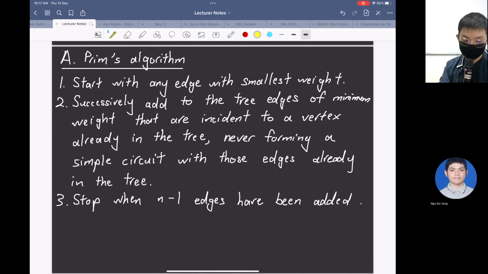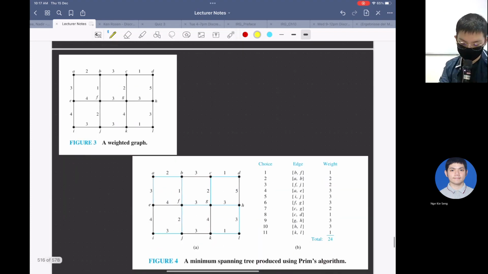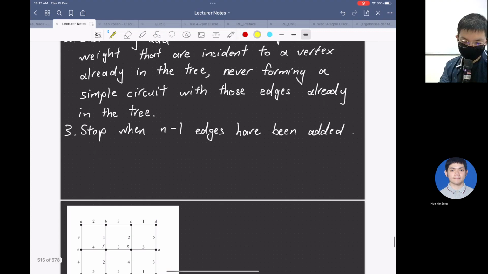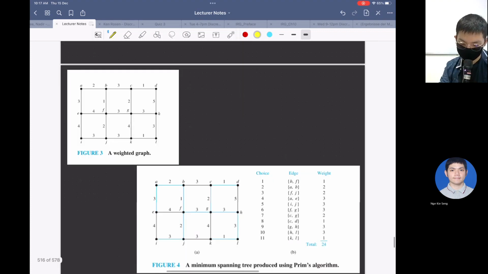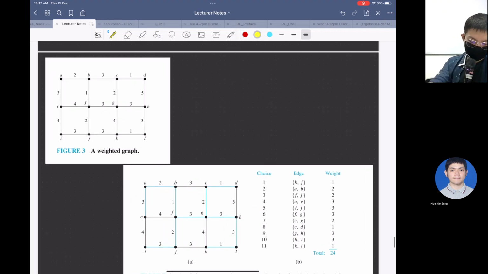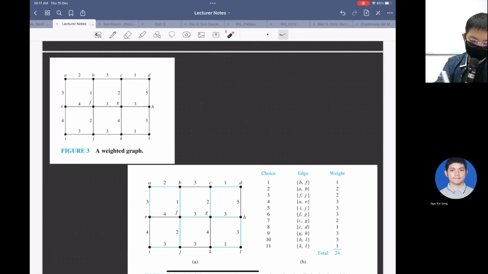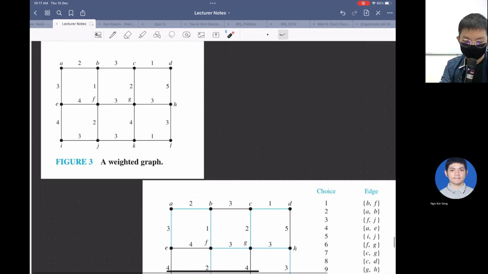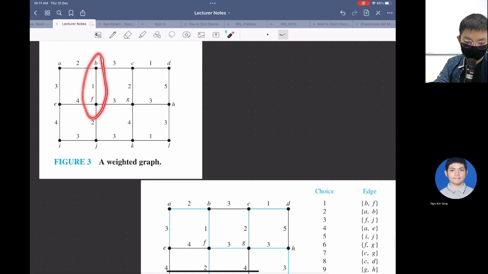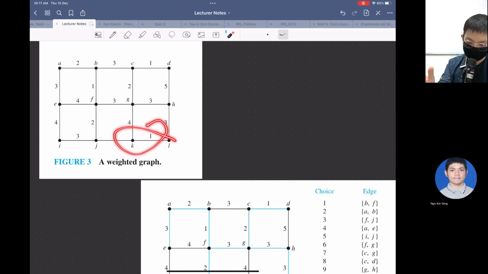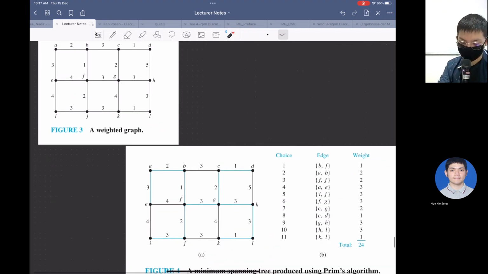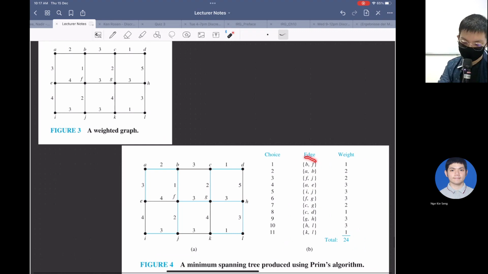Okay, so let's see what this algorithm is doing. So first, you start with the edge with the smallest weight. Okay, so you look at this figure 3 here. Which one has the smallest weight? BF, CD, and KL. Okay, so the algorithm says start with one of them. Let's say we follow this example first. So we start with BF.